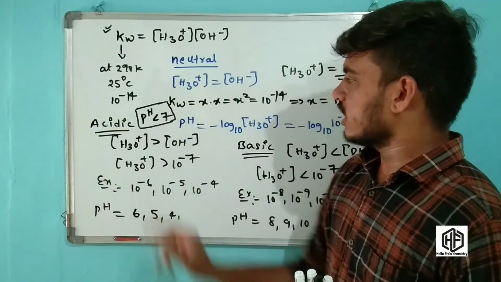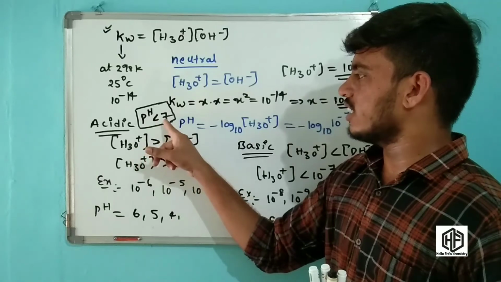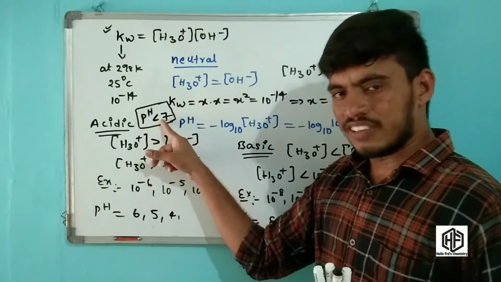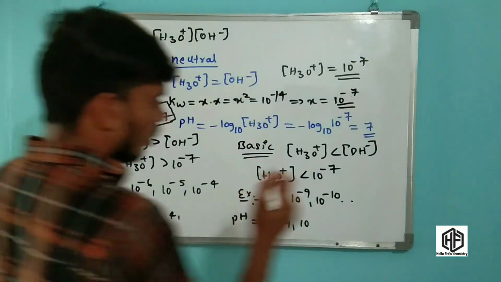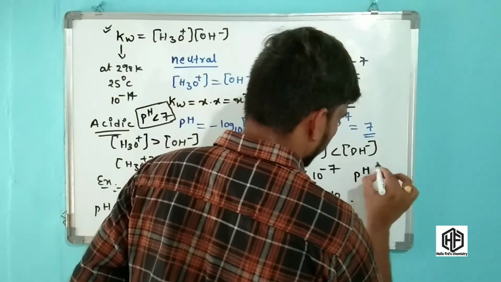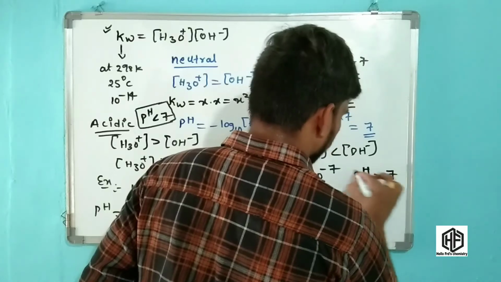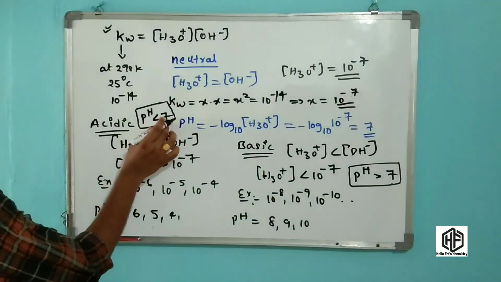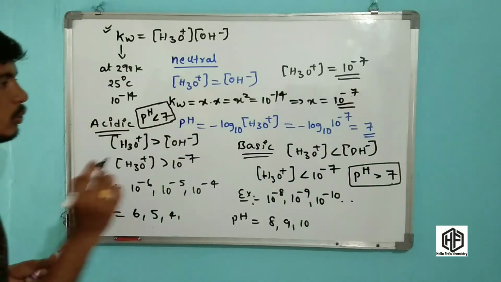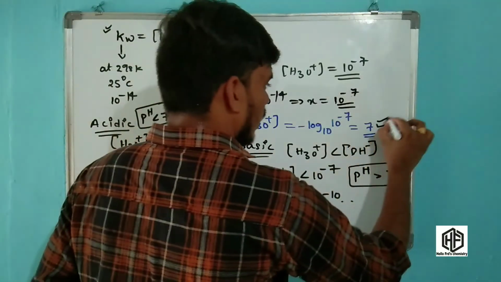Now what is the acidic solution? The pH value of an acidic solution is less than 7. The pH value of a basic solution is greater than 7. Acidic solution pH value is less than 7. Neutral solution pH value is 7.